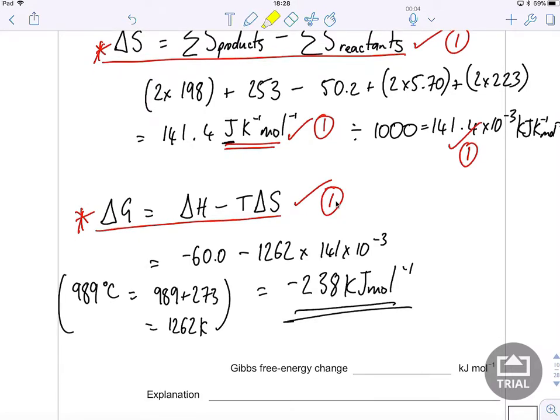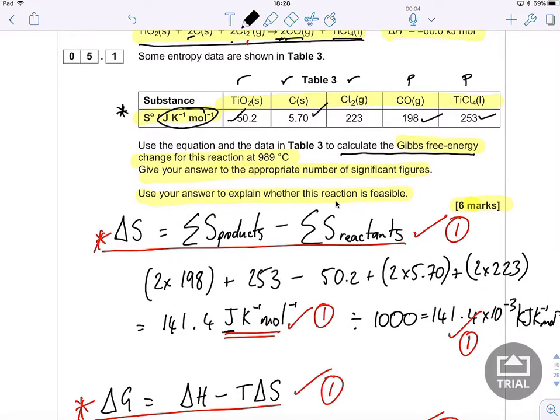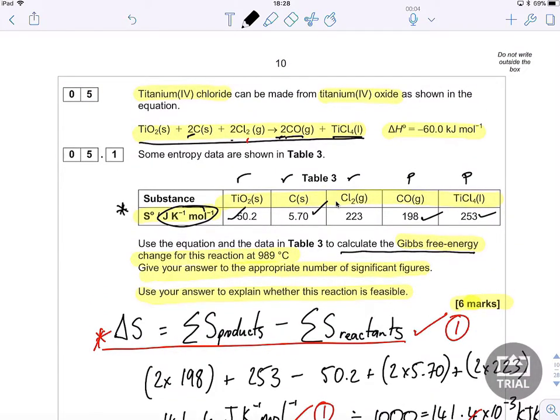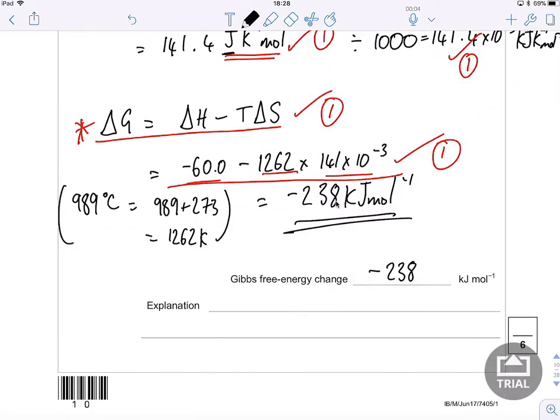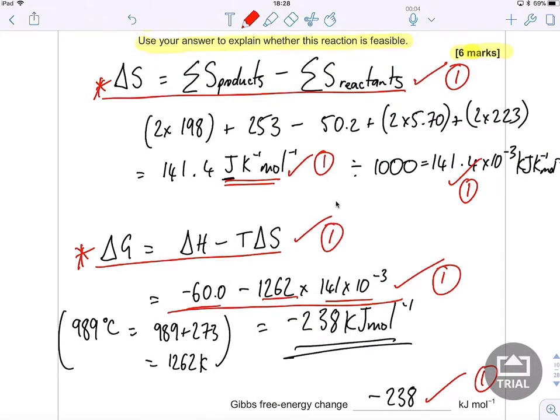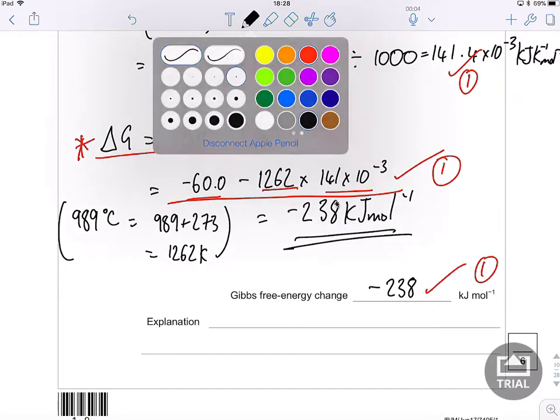So, let's go back to the mark scheme for this. I got 1 mark if I put the correct numbers into this equation, and I get 1 mark for my answer, which is negative 238 to the appropriate number of significant figures. In my data in the question up here, all the data is given to 3 significant figures, so I'm going to need to give my answer to 3 significant figures. And so far I've got 1, 2, 3, 4, 5, 6 marks. I think I've given myself an extra mark somewhere. I'll work that out in a minute.